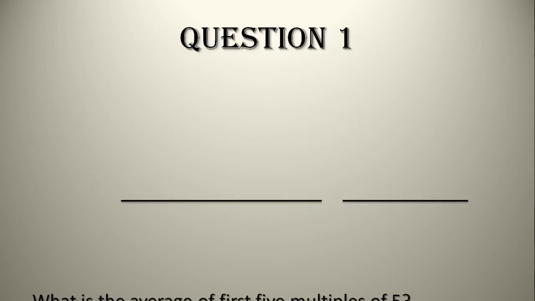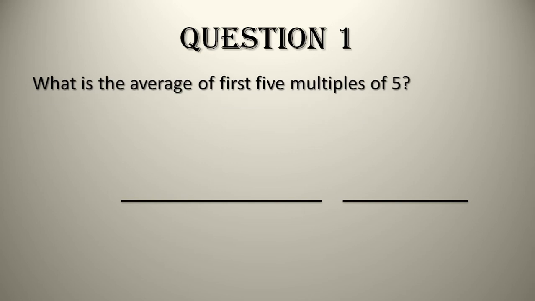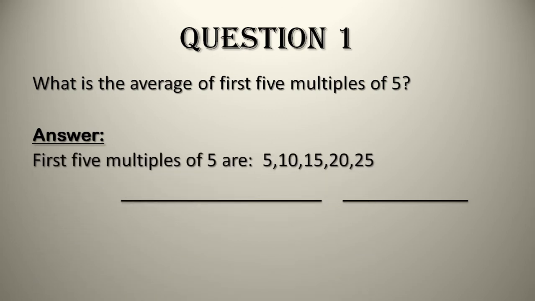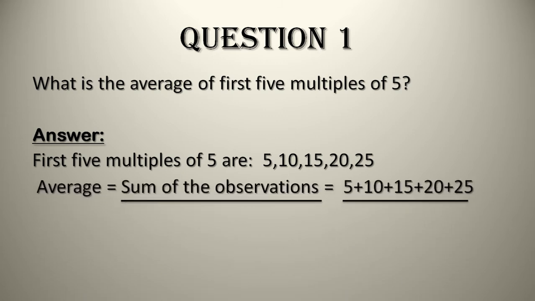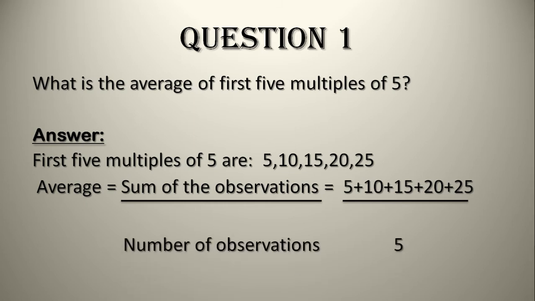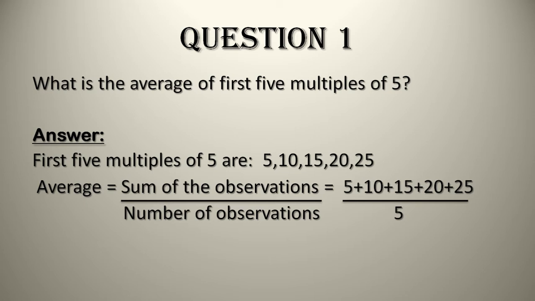Question number 1. What is the average of the first 5 multiples of 5? So, the first 5 multiples of 5 are 5, 10, 15, 20 and 25. As we know, to calculate the average, we need to use the formula sum of the observations divided by the number of observations. First, we will calculate the sum, that is 5 plus 10 plus 15 plus 20 plus 25, and then divide it by 5. And we get the average 15.